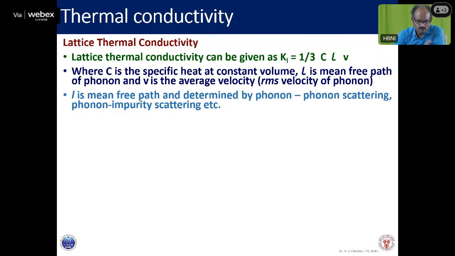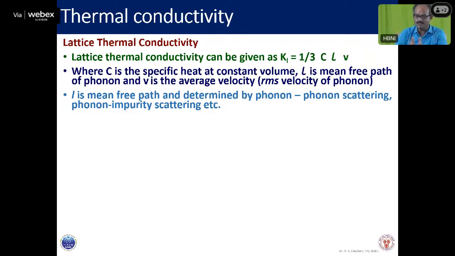So now we see two thermal conductivities. The lattice thermal conductivity can be given by this formula: 1/3 C L V. C is the specific heat at constant volume. L is the mean free path of the phonon.